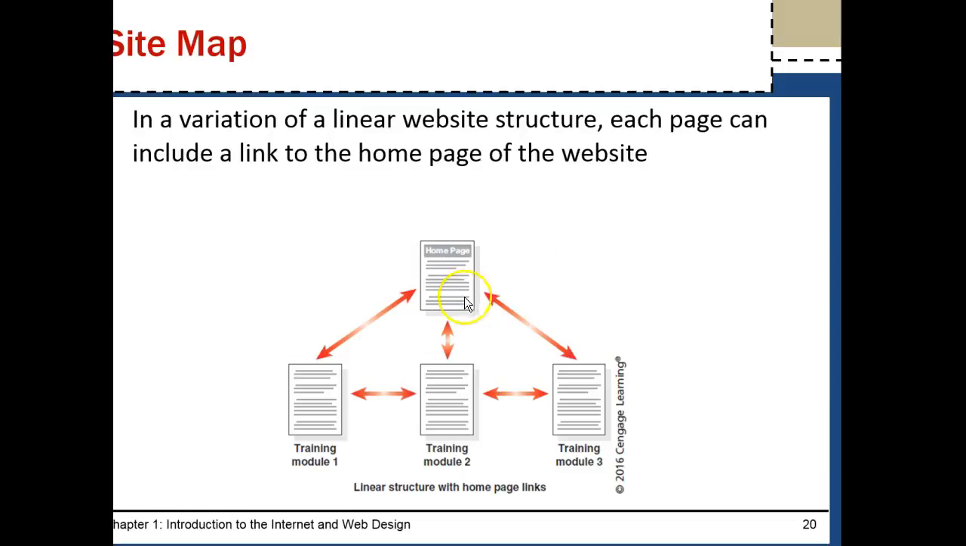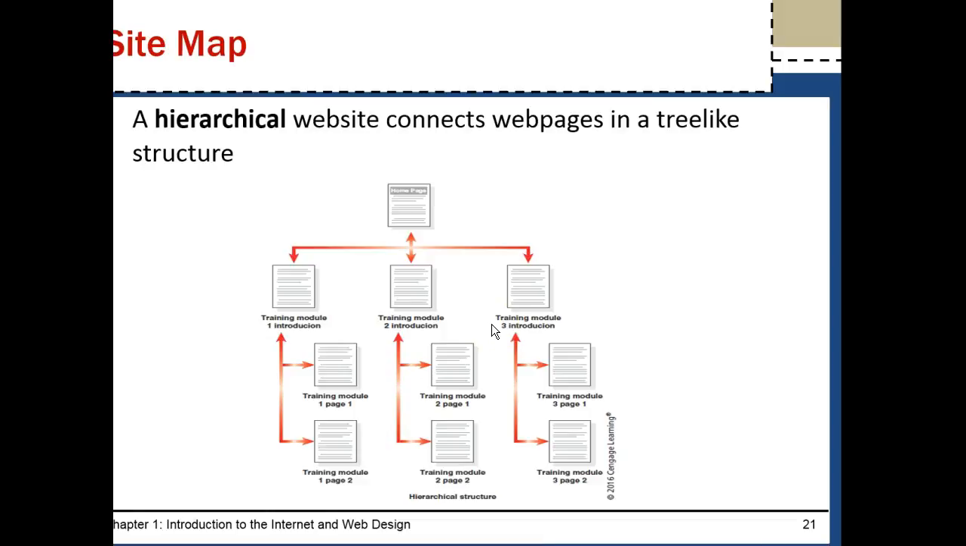This is also a linear website, where each page can link to a home page. As you can see, these are the various pages and they can all link to the home page. The other kind of sitemap is a hierarchical website, which connects web pages like a tree. Most sites will have a hierarchical structure because it's a little more complicated than the linear website. It normally works well on a site with a main index or table of contents that can link to other pages.